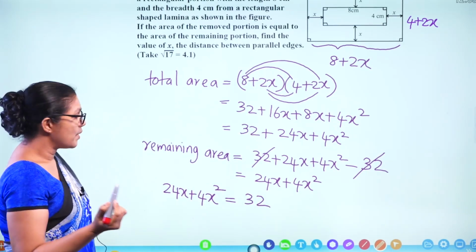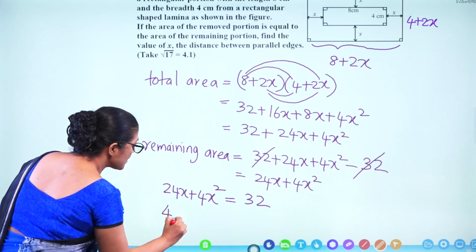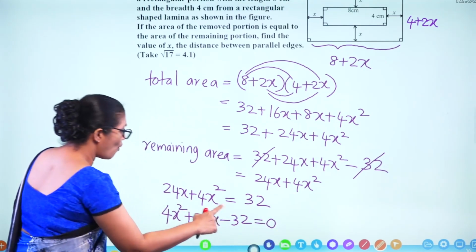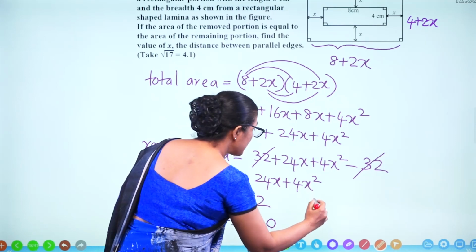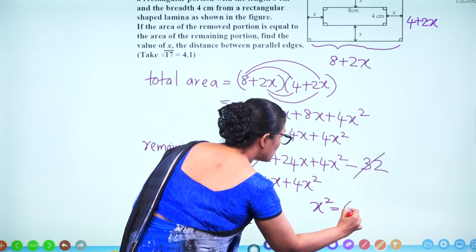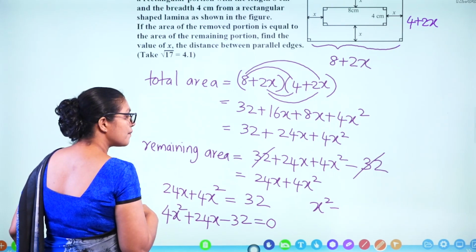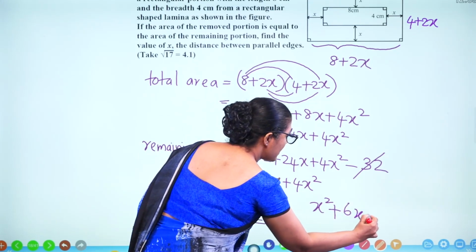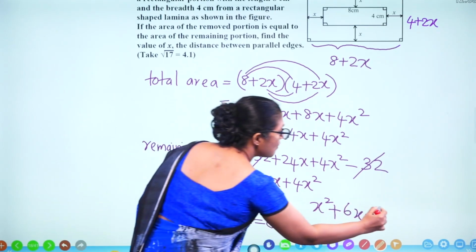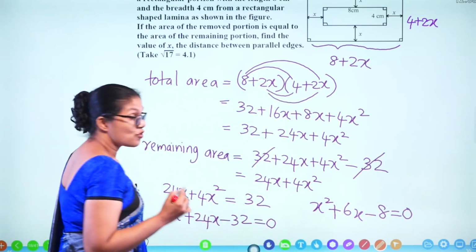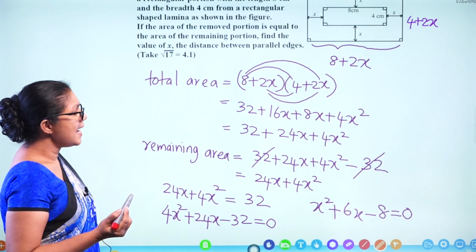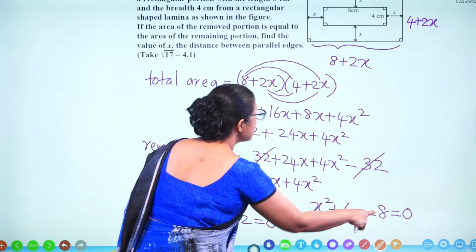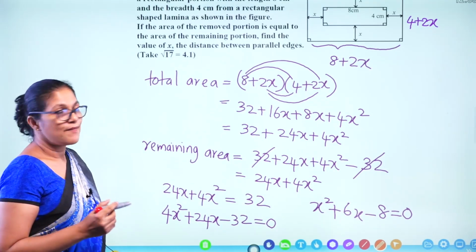When you equate, you get an equation. Take all terms to one side and divide by 4. You get a quadratic equation. So x squared plus 6x, and here 32 divided by 4, minus 8 equals 0. So you get x squared plus 6x minus 8. Now, can you factorize and find the solution? You can't factorize this. So that's why they have given the root 17 value.